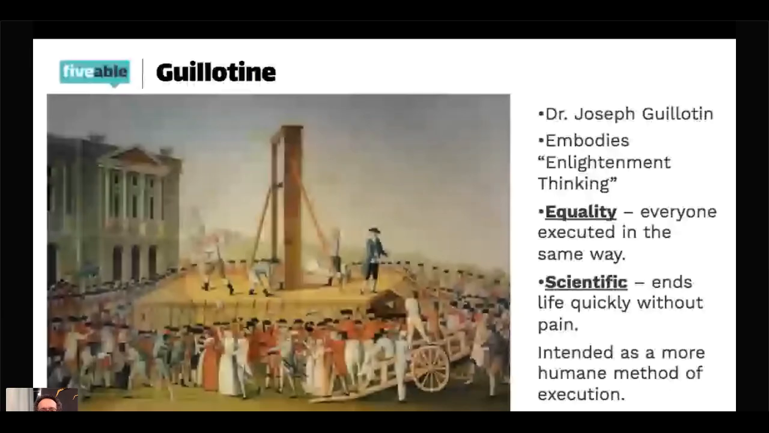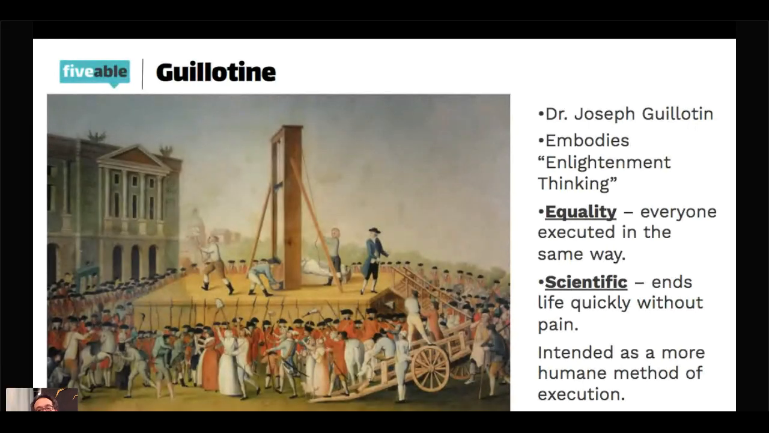regular people used to be executed in very gruesome ways, such as crucifixion. Yes, like Jesus style. Some people still got crucified and hanged. It was very, very horrible ways. Only nobility had the luxury of having their head cut off by a sword or by an axe.